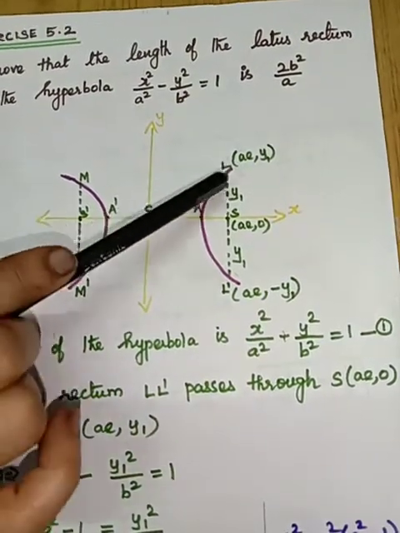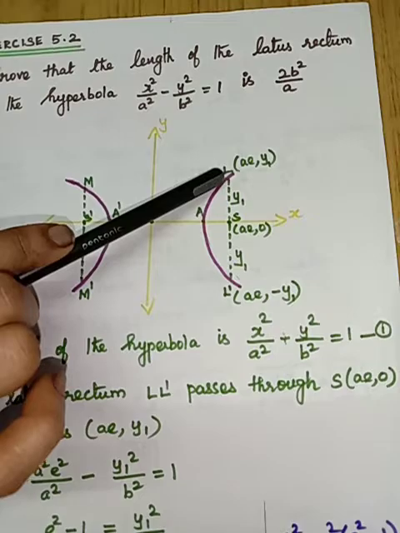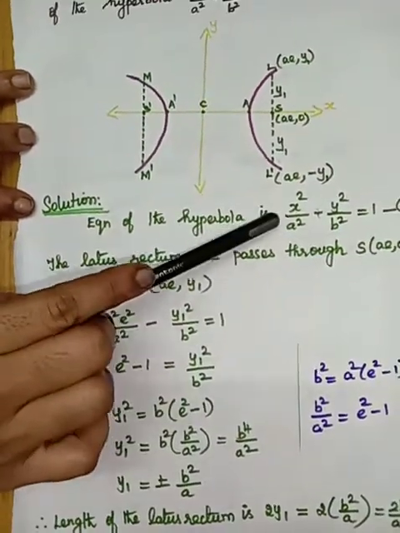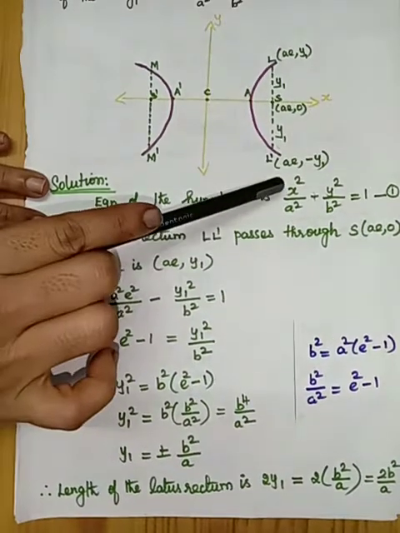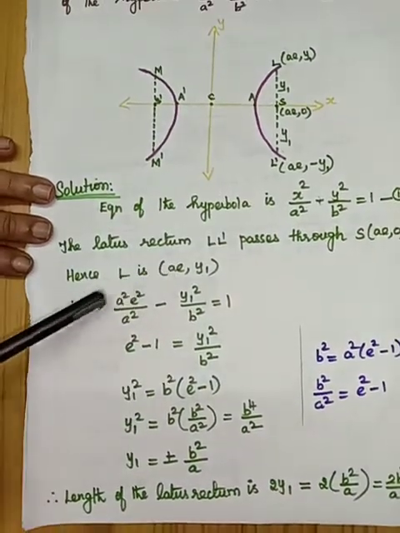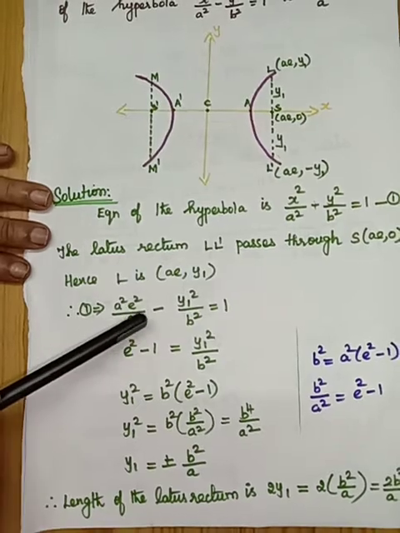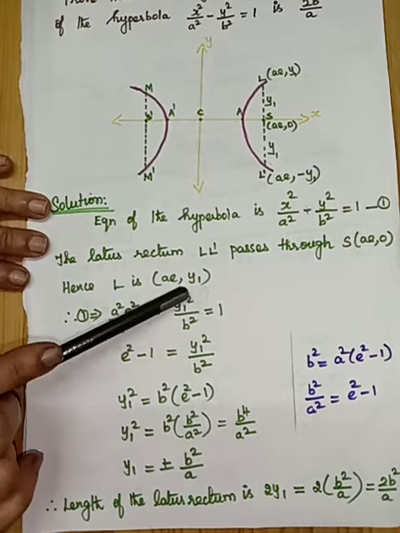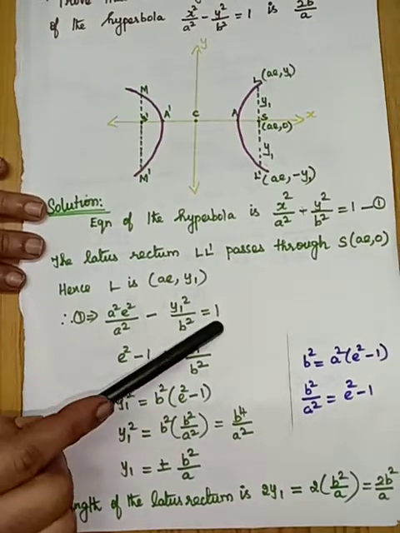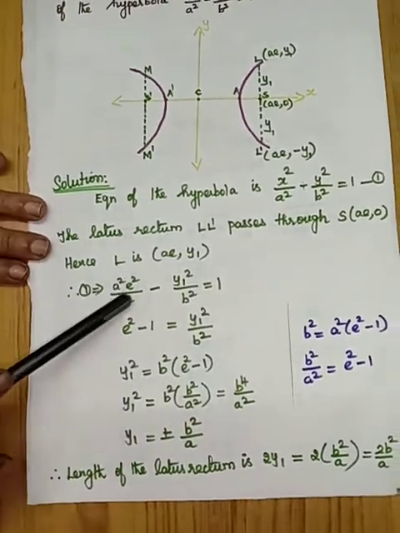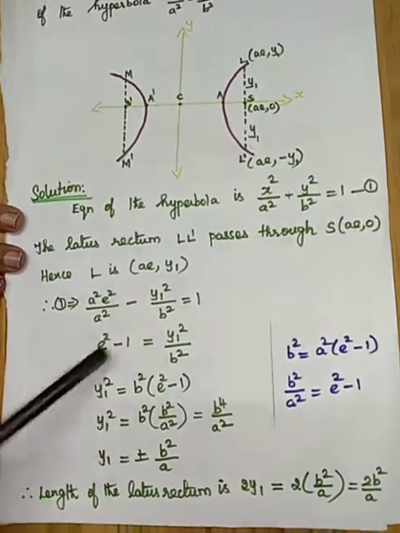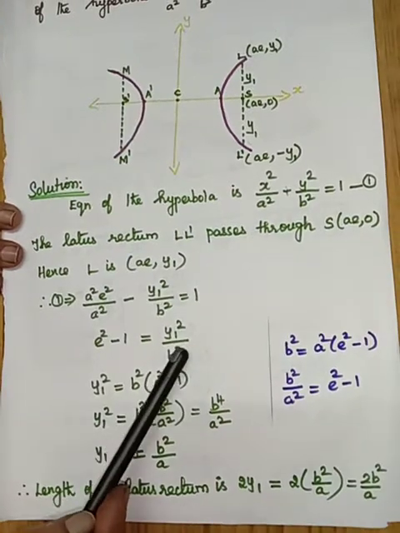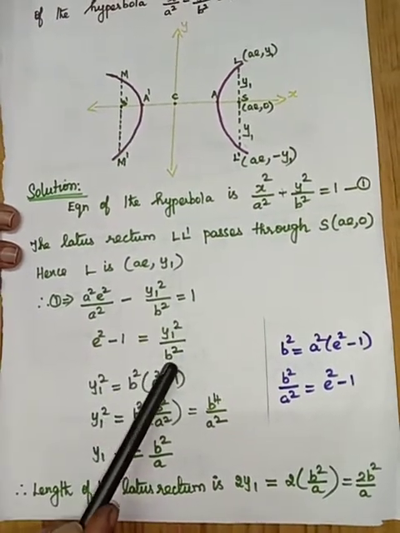So where is L? It is on the hyperbola. So I am going to substitute (ae, y1) in the hyperbola equation. In the place of x you have to substitute ae. So a squared e squared by a squared minus, in the place of y we have taken y1, so y1 squared by b squared is equal to 1. So a squared gets cancelled. Here you are having e squared. Bring this 1 to the left side as minus 1. This minus term, when you take it to the right side, will become y1 squared by b squared.